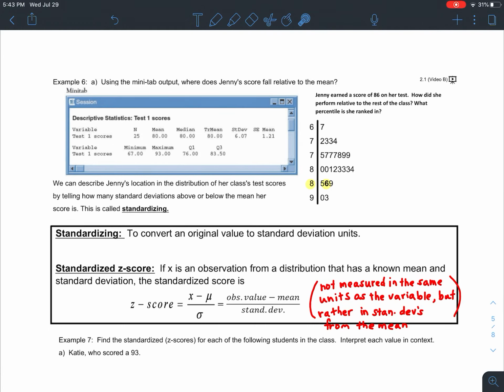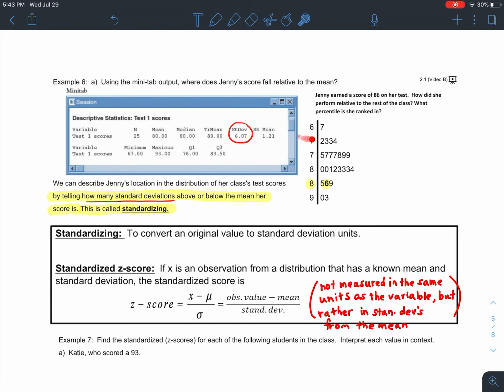But what we're really interested in here is we want to be able to describe Jenny's location, where she falls in the distribution of her class's test scores, but we want to do this by telling how many standard deviations above or below the mean her score is. Okay, so this is all about how many standard deviations. So up above in this output, I'm going to circle for Jenny's entire class, the standard deviation of this set of data is 6.07. Now remember what that means.